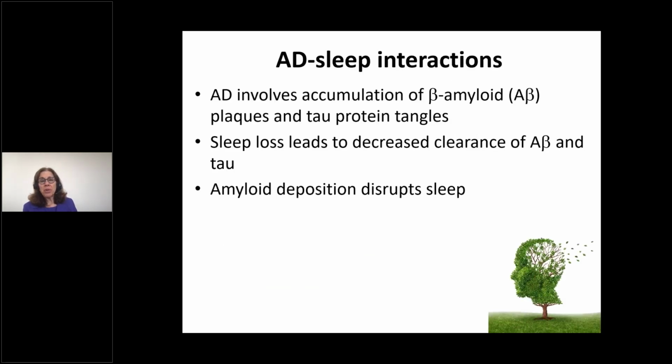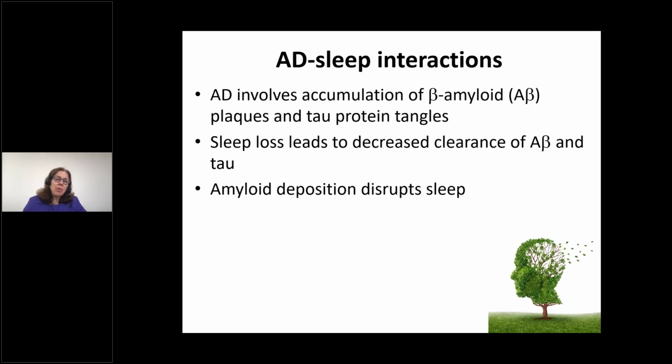There are a lot of interactions between Alzheimer's pathology and sleep. So we know, of course, Alzheimer's is caused by the accumulation of beta amyloid plaques and tau protein tangles. We know that sleep, and particularly deep sleep, is important for increasing clearance of amyloid and tau at night. Those substances are produced during waking, and they get cleared out during sleep. So if there is sleep disturbance or disruption, you're not going to clean up the brain as well. I like to say sleep is important for brainwashing.